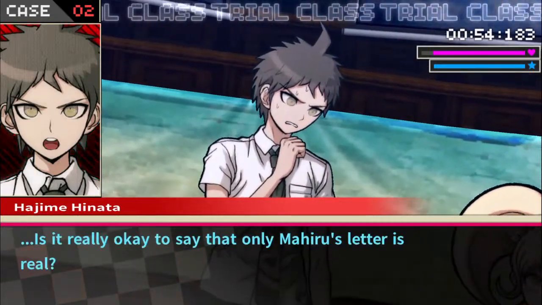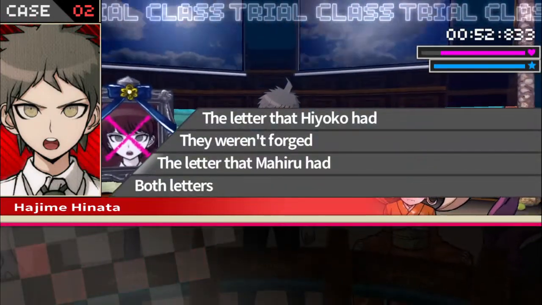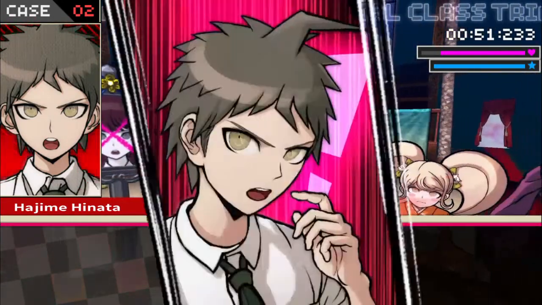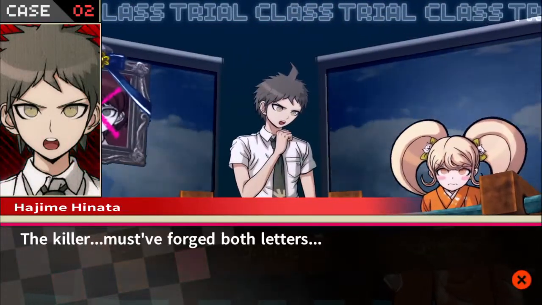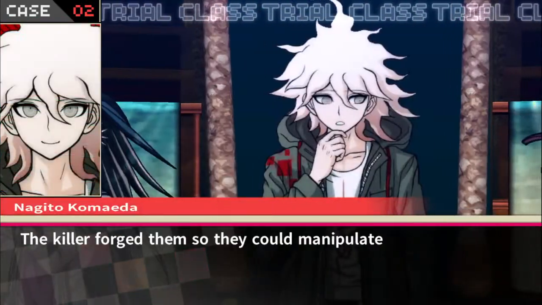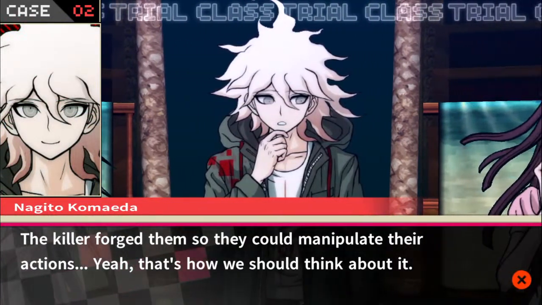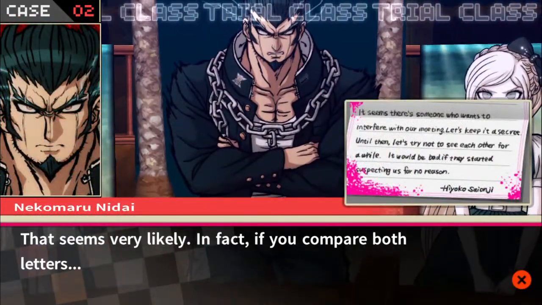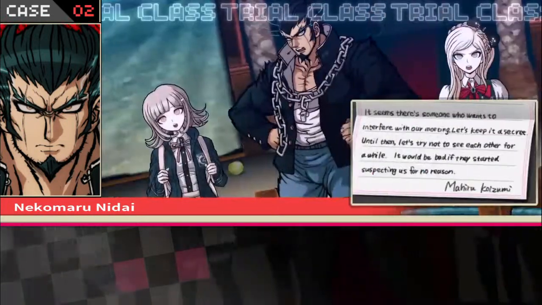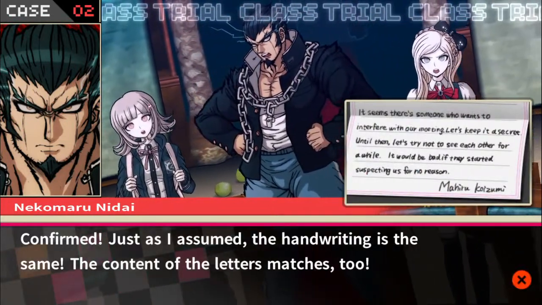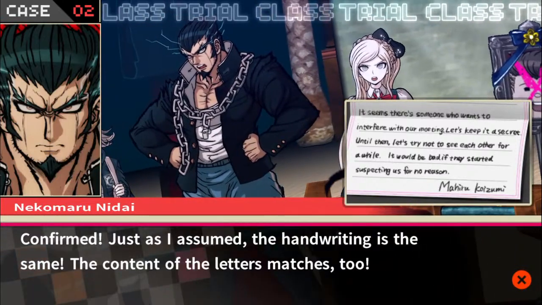Damn it! I see! The killer must have forged both letters. The killer forged them so they could manipulate their actions. Yeah, that's how we should think about it. That seems very likely. In fact, if you compare both letters... Confirmed! Just as I assumed, the handwriting is the same. The content of the letters matches too.